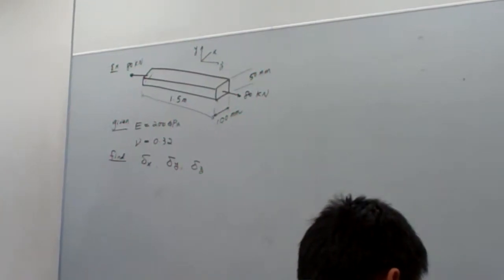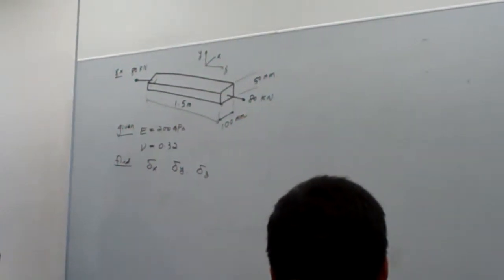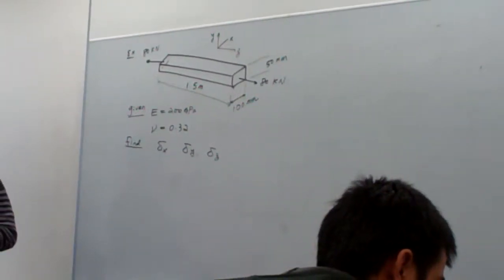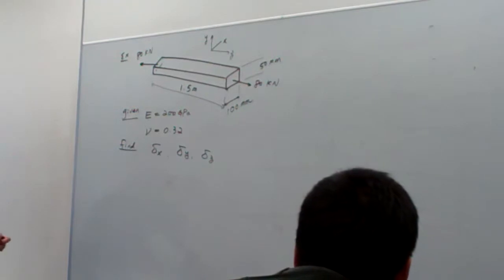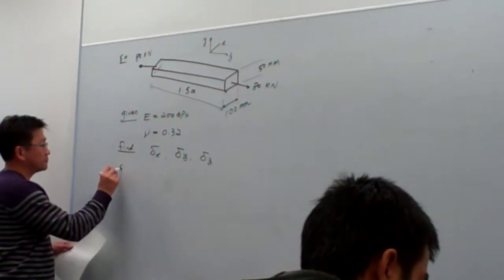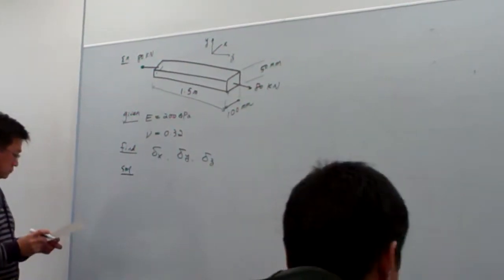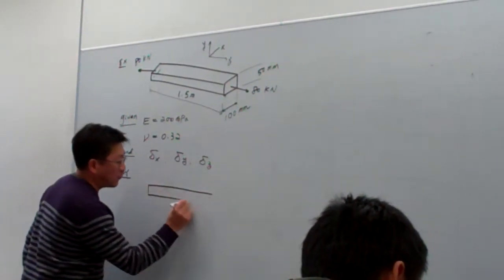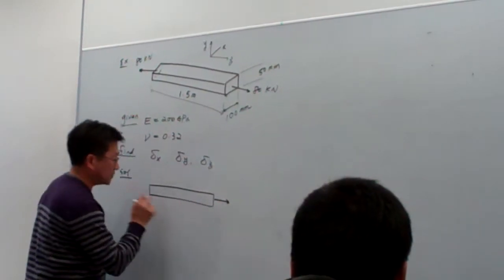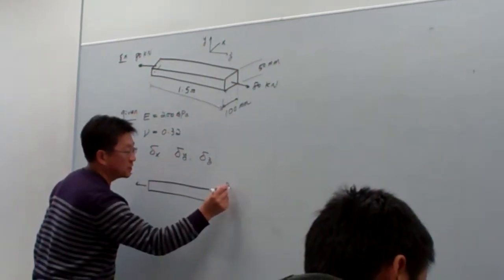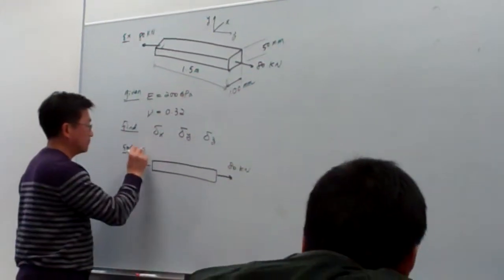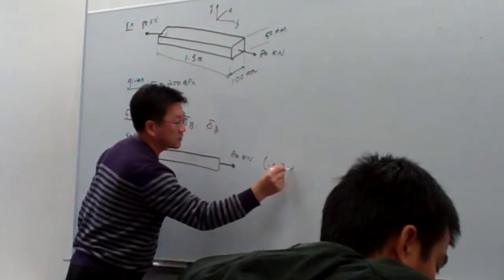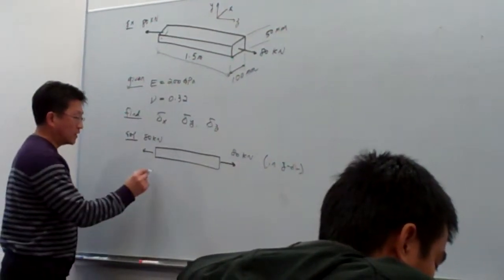For most metals, the Poisson ratio is in the range of 0.25 to 0.35, just to give you some idea. Now let me write it up. Our model in the Z direction is like this, with 80 kilonewtons in the Z direction. That is very straightforward.